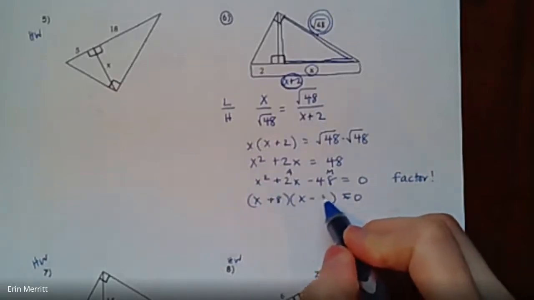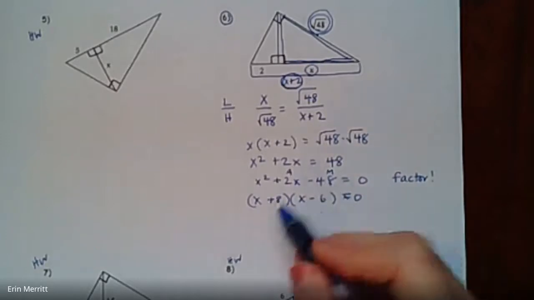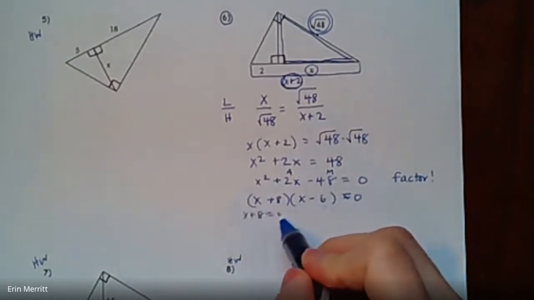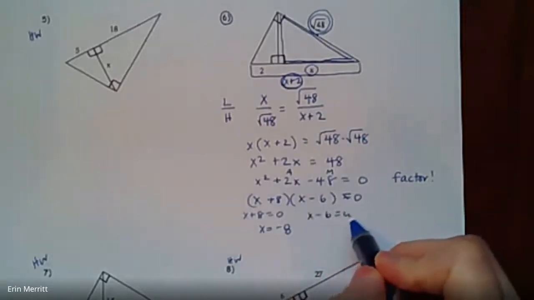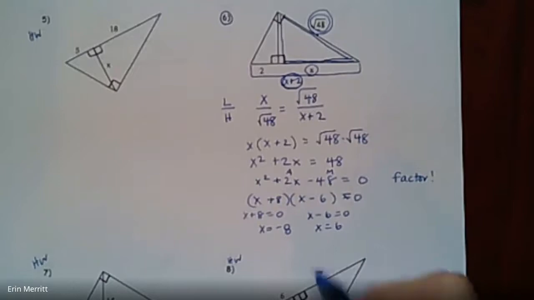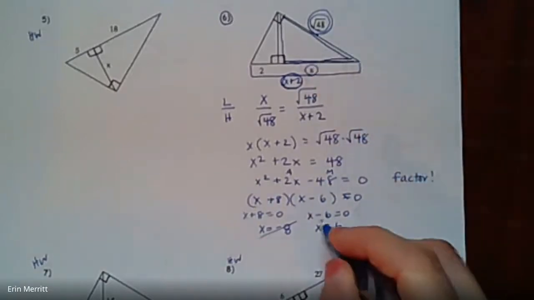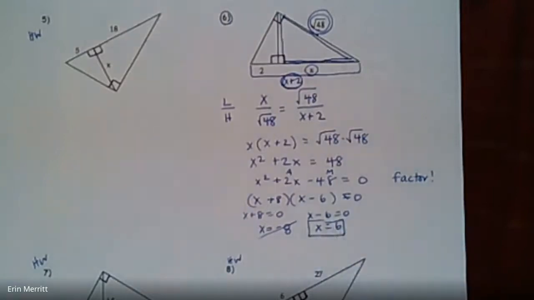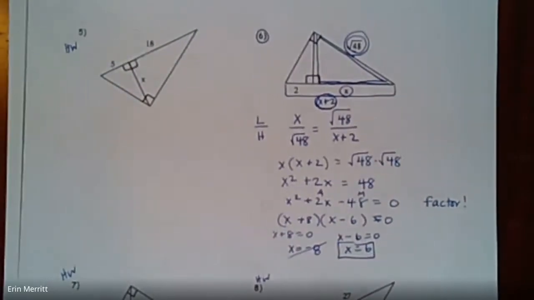If you're not comfortable with doing that in your head, grab your calculator, type in 48 over x. Otherwise, plus 8 minus 6, and then we're setting each factor equal to 0. So I get negative 8. Set that factor equal to 0, I get positive 6. We ditch the negative since x represents the length of a side here, and x equals 6 would be our answer. Everything else on that page is homework, which means you'll be working on it in class.